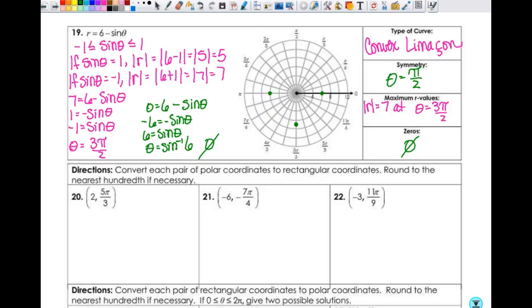So then we'll do pi halves. The sine of pi halves is 1. 6 minus 1 is 5. 5 is right here. And if you look at what a convex limaçon looks like, it's kind of a wonky circle. So this is your maximum r value, but this gave you like the minimum r value, basically.